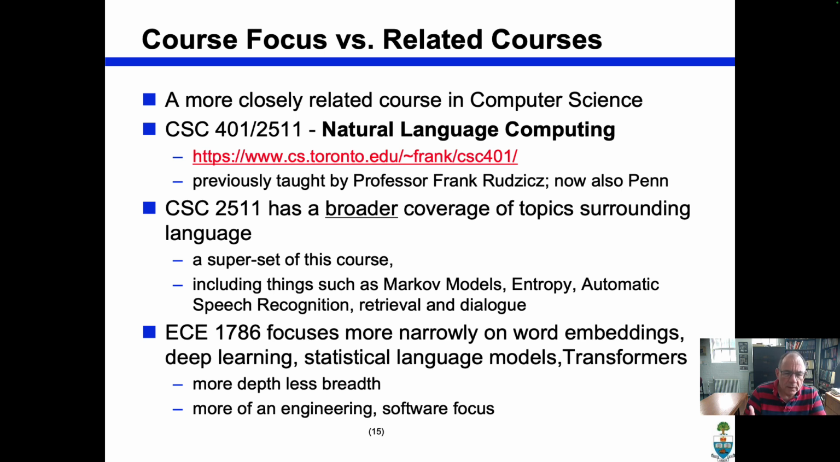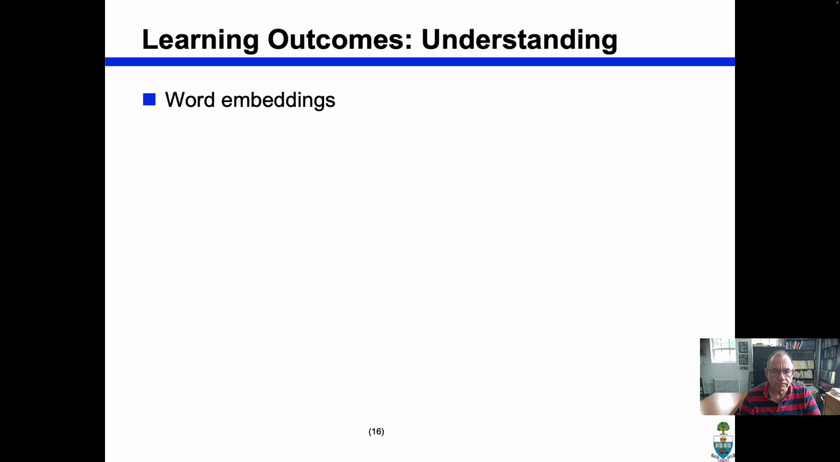ECE 1786, this course focuses more narrowly on word embeddings, deep learning, what I'll call statistical language models, and transformers. So much more depth and less breadth. And it has more of an engineering and software focus.